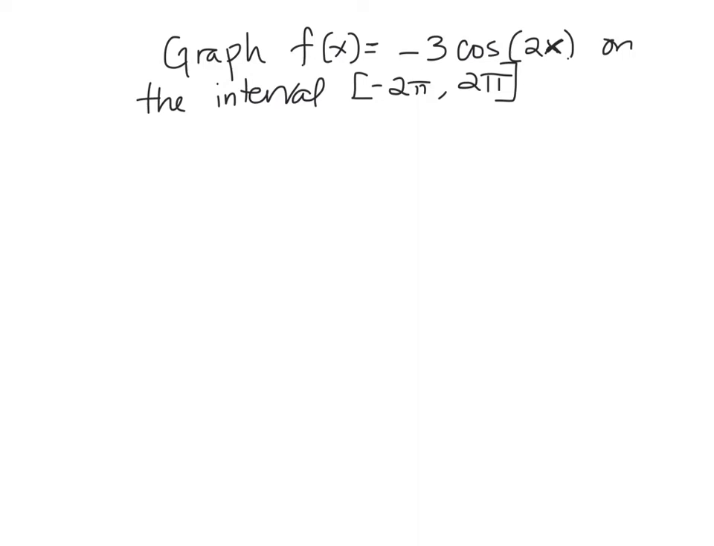All right, so now we have this problem, graph f of x equals -3 times cosine 2x on the interval from -2 pi to +2 pi. So this part right here, it's not exactly the same, but the same kind of concept applies. We can just evaluate this at certain points and go from there. So let's create a t-chart.